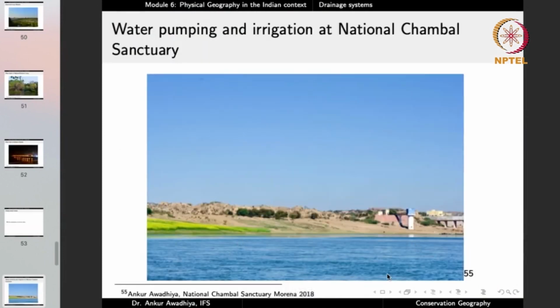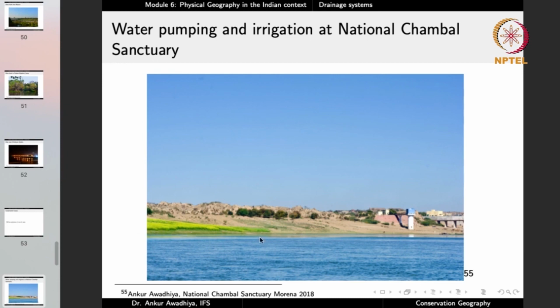So in areas such as the National Chambal Sanctuary, here we have the river Chambal, and here you can observe that there is a pump house. Now this pump house takes the water of the Chambal river and delivers it to very far off areas, such as the Bharatpur district or the Dholpur district of Rajasthan. Now when you have a large amount of water that is getting removed from this river, then where will the organisms that live in the river go?